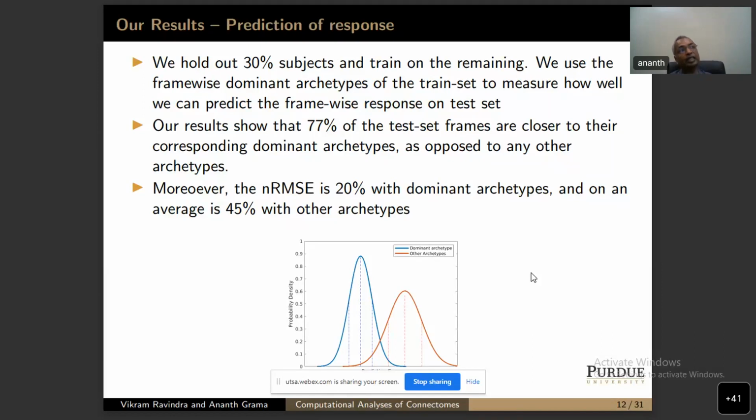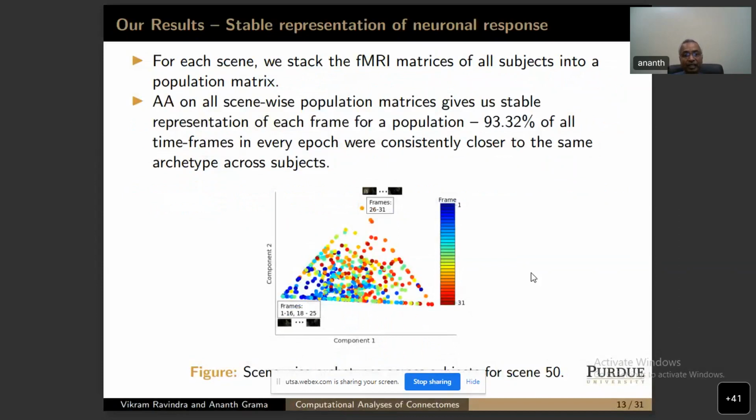So what that means is, let's say you were happy watching a certain episode, then I can with high accuracy say that somebody else watching that same episode at that time will have a very similar response to this particular archetype. And on the flip side, the root mean square error is 20% with respect to the dominant archetype, and on average 45% with respect to other archetypes. In other words, I'm much closer to your archetype than I am to all the other archetypes. So what that means is that I can actually predict people's responses quite accurately using these techniques. So this is actually kind of cool. So it's got fun stuff that you can do with this.